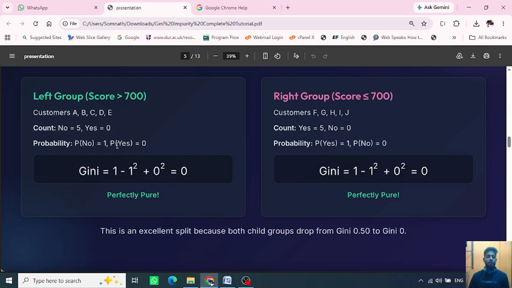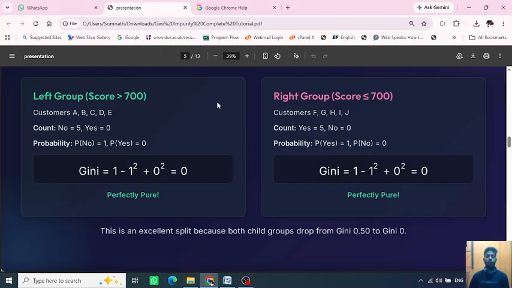So that means from the above table, A, B, C, D, E all know. That's why No equals 5 and Yes is 0. No Yes there. Same thing for less than or equal to 700: Yes equals 5, but there is no No, it is 0.